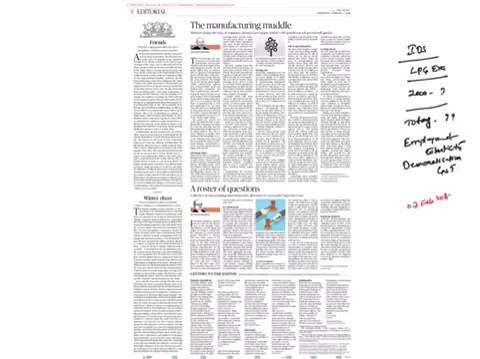The first article, the manufacturing model. So, to understand this, we need to know certain economic terms. The first is inverted duty structure. It means if intermediate products are having higher duties compared to the finished product, then we call it an inverted duty structure.